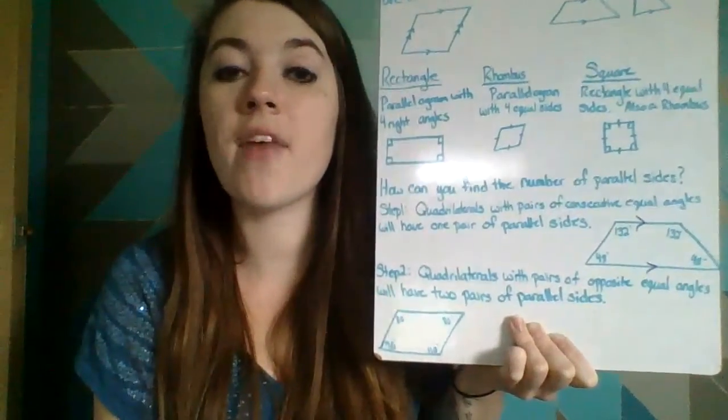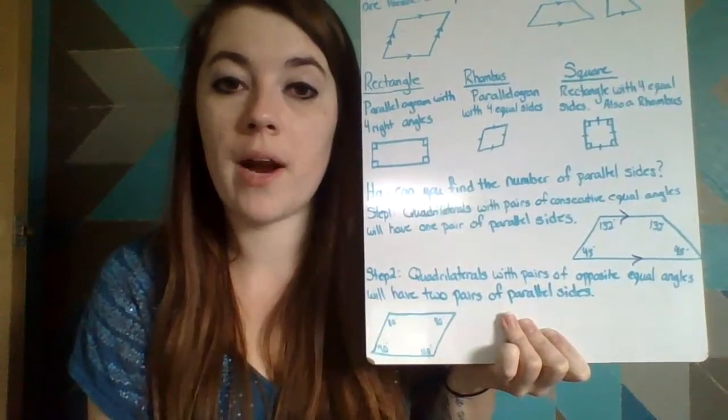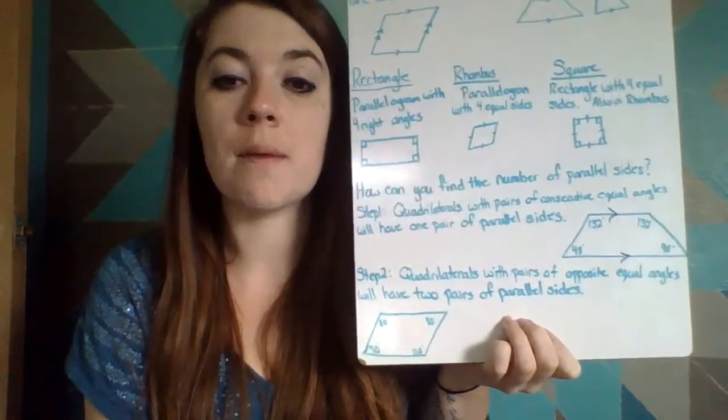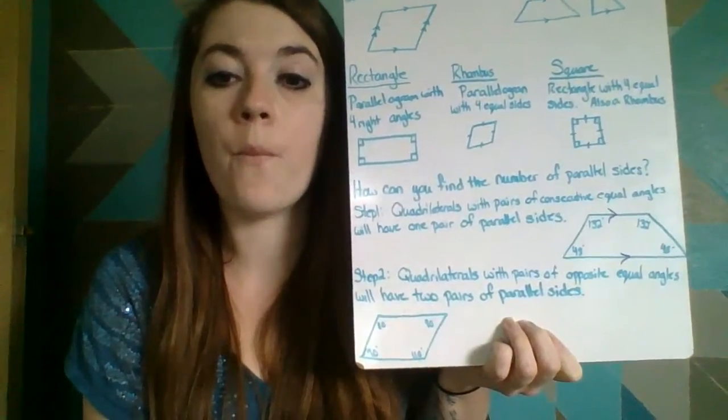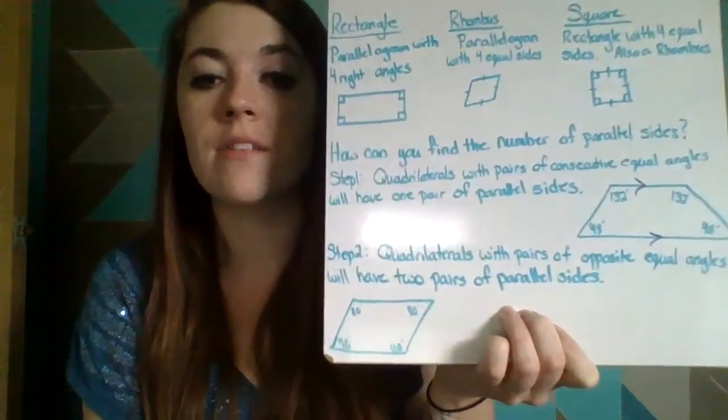If that wouldn't have been the case, if we wouldn't have found that consecutive angles, or angles that are next to each other, were equal, then we'd move on to look at step 2. Quadrilaterals with pairs of opposite equal angles will have two pairs of parallel sides.